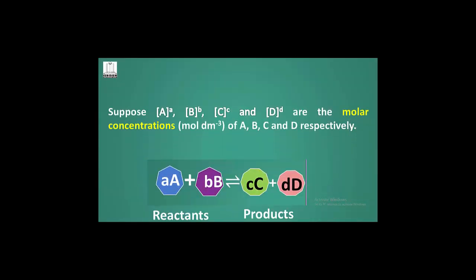So there is a difference from the previous one, that the active mass A has a small a on it, the active mass B has small b, and likewise small c and small d, which are the numbers of moles, which means 5A means active mass A raised to the power 5. So A, B, C and D are the molar concentrations in mole per dm cube of A, B, C and D respectively.